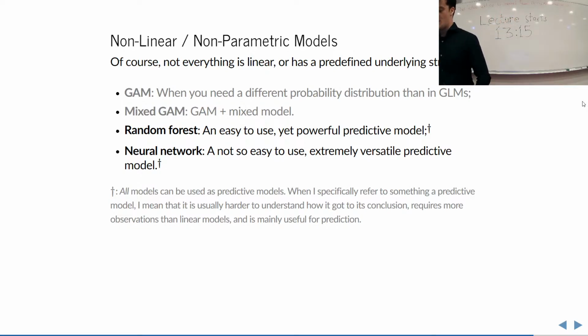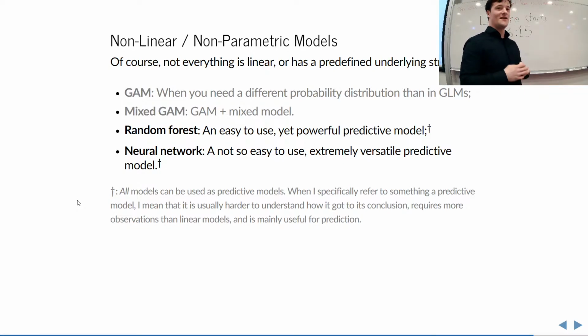I also made a little note here because I call these predictive models, but I just want to be clear, any model can be used for prediction, right? Just some models are better suited for inference, because under certain assumptions you can make really cool conclusions. And other models, like the random forest and neural network, are essentially a black box. We don't really know how it came to its conclusion, but they do work really well for prediction. So that's why I call them predictive models. But the little side note there is that you can use any model for prediction.